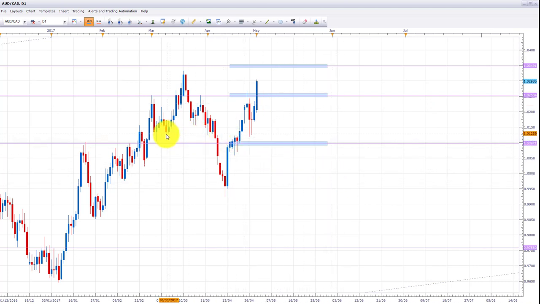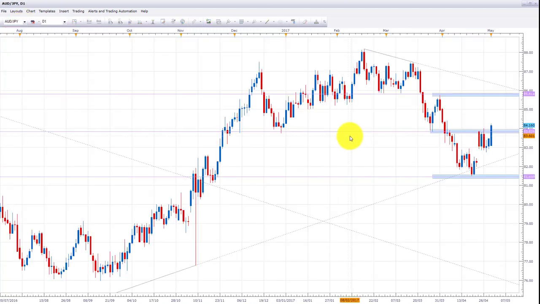If we do get a breakdown below this area, again, we could be looking at this turning into a range, and we could be looking at the 1.0097 area of support down here as the next target to the downside.